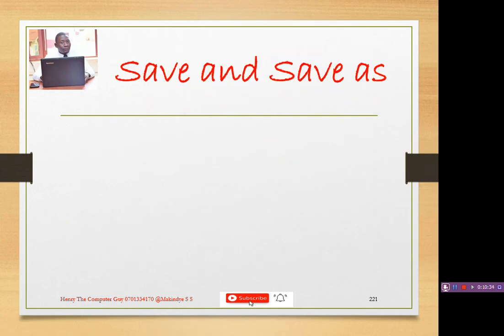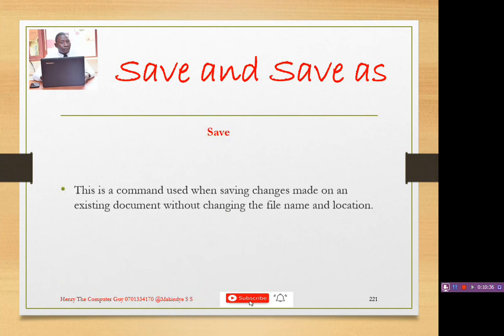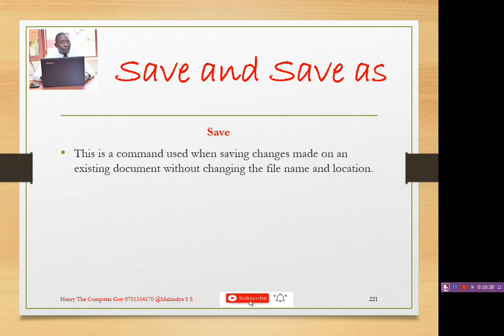So let's get the difference between save and save as. They're telling us that save is a command used when saving changes made on an existing document without changing the file name and location. You already created your work, you want to add in some information there, then save it, you'll have to use the word save.